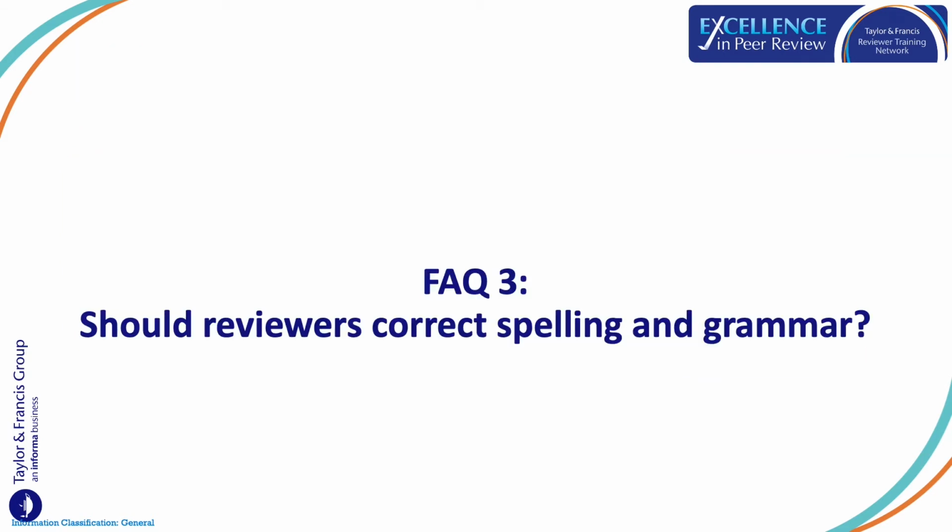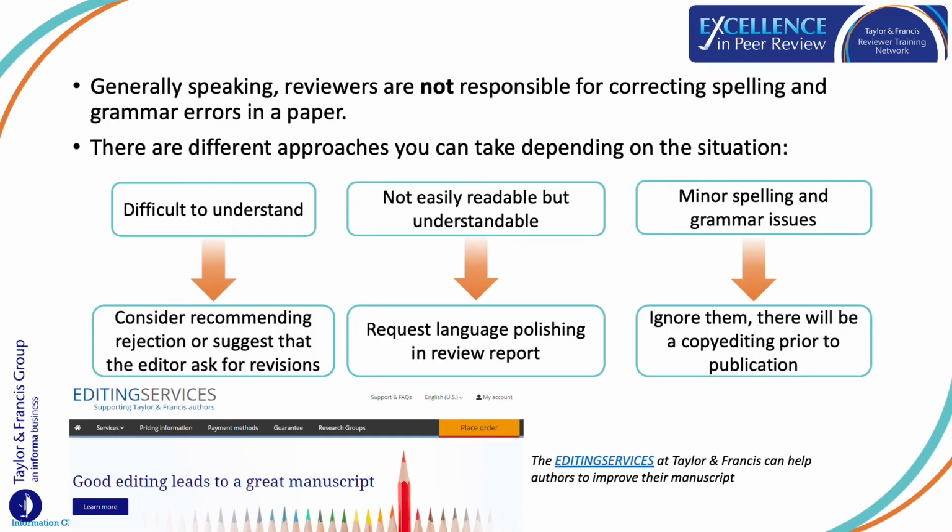The third question here is, should the reviewer correct spelling and grammar? In general, reviewers are not responsible for correcting spelling and grammar errors in a paper. You don't need to spend your time on copy editing. Usually the journal will do that. But in real situations, there are different approaches you might take.